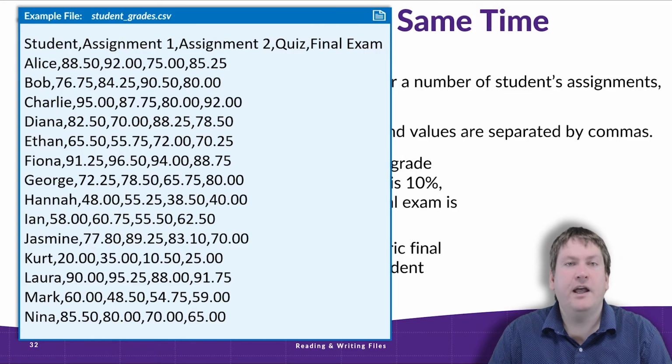And each one of those lines is going to have the student's name, followed by their grades for each assessment. And this is always going to be a floating point value rounded to 2 decimal places. So let's switch over to PyCharm now and see how we could code this.